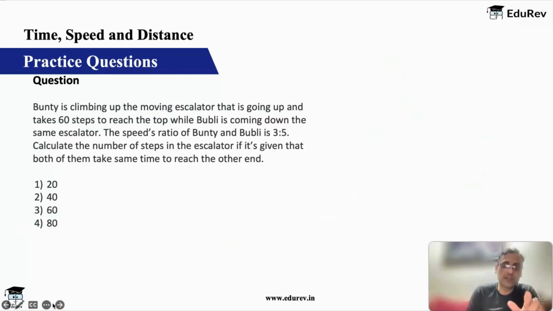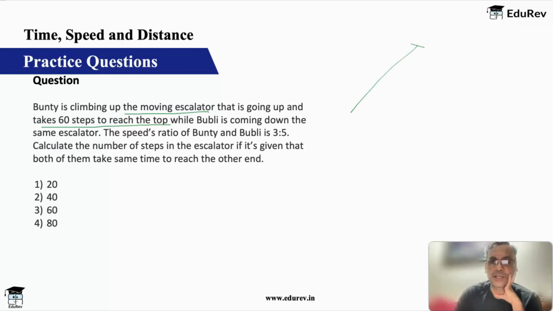Let's do one more question where we have the concept of steps. So Bunty is climbing up the moving escalator, that is going up, and takes 60 steps to reach the top. So this is the distance that I was telling you. Total steps are 60. Some of them the escalator will take, some of them you can take. While Bubbly is coming down the same escalator, the ratio of their speed is 3:5. Calculate the number of steps in the escalator if it's given that both of them take the same time to reach the other end.